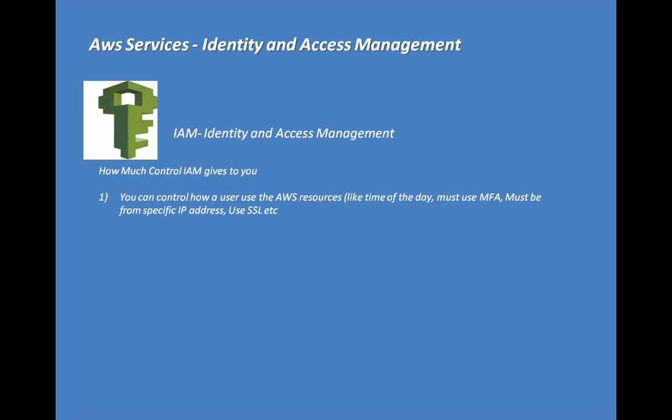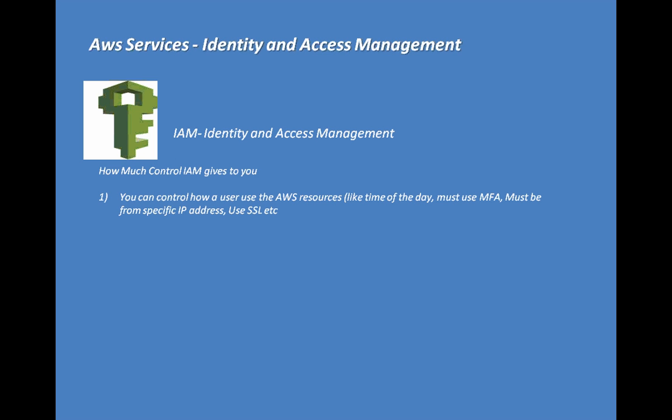Or we can further implement a policy that this user should be able to log in from a particular IP address only and should use an SSL connection only when logged in to the AWS console. So these are the different kinds of policies which you can implement while using IAM. AWS IAM allows you to have control over the AWS resources at a much more granular level to have better security on the AWS cloud.